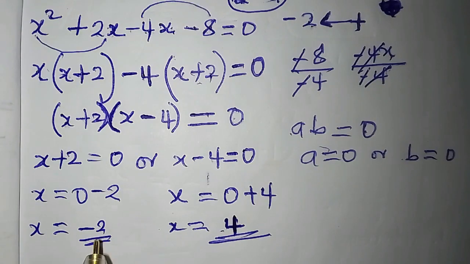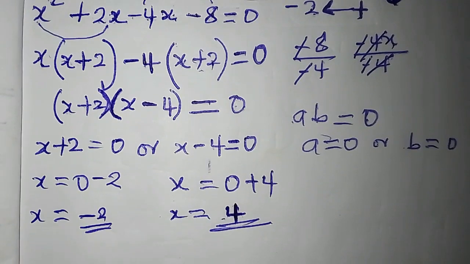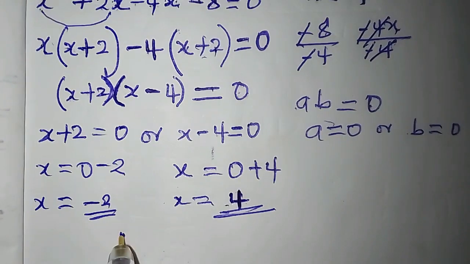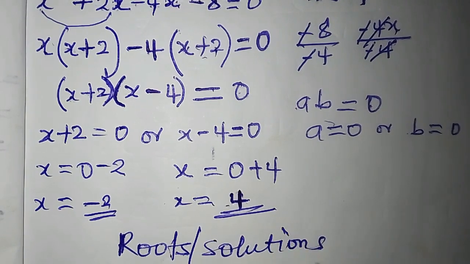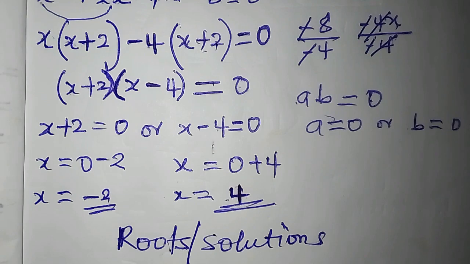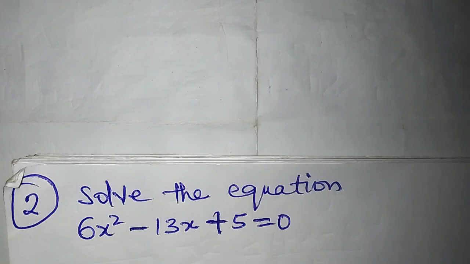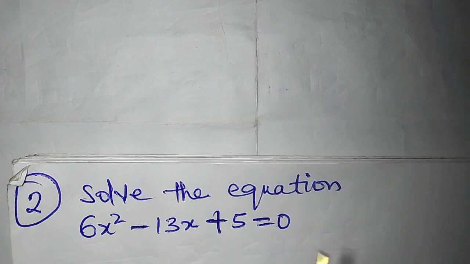So this, x equal to minus 2, x equal to 4, we call them the roots, or you can say solutions to the quadratic equation. Let's solve the second question. It says, solve the equation 6x squared minus 13x plus 5 equal to 0.